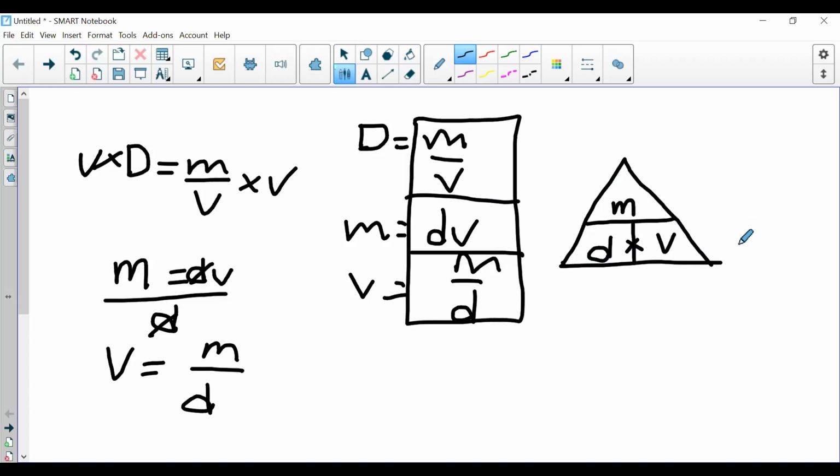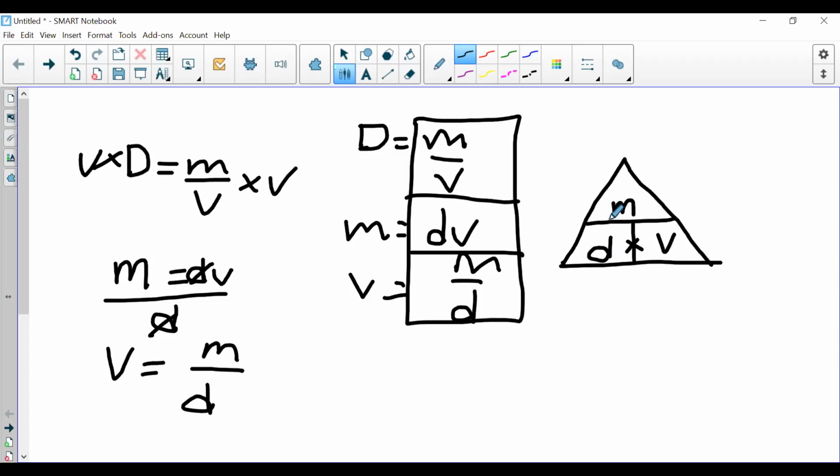So let me show you. I want you to just take your thumb, don't touch the screen, but cover up the D. So cover up density in the triangle, and what do you have left? Mass over volume. And look at that, that's your equation for density. All right, now cover up the V, and what do you have left? Mass over density, and that is our equation for volume. Now let's do the last one and cover up mass, and what do you have left? Density times volume.